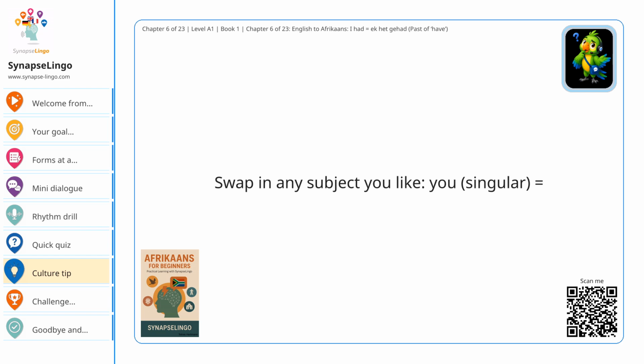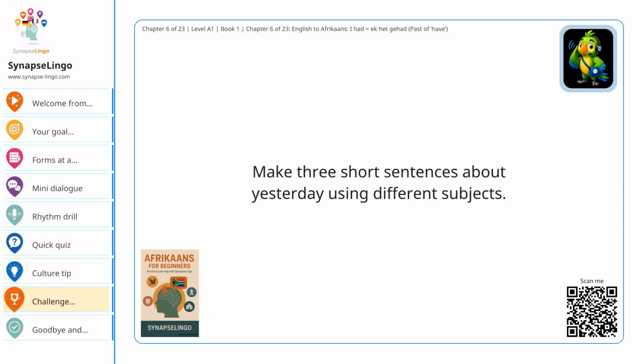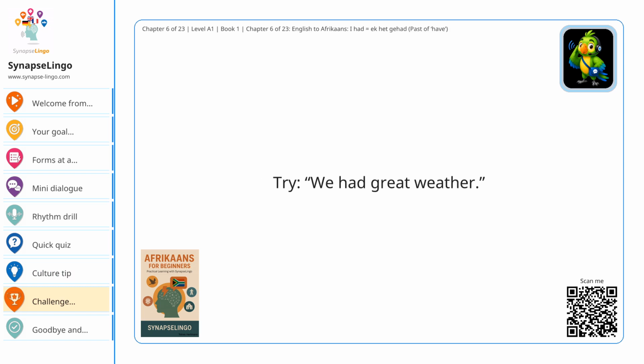You, singular, equals Jy. You, plural, equals Julle. We equals Ons. Challenge time. Make 3 short sentences about yesterday using different subjects. Try. We had great weather. Say the core first. Ons het gehad. Then add the rest. Try. You had, plural, the best seats. Start with. Julle het gehad. Try. They had a good idea. Begin with. Hulle het gehad.